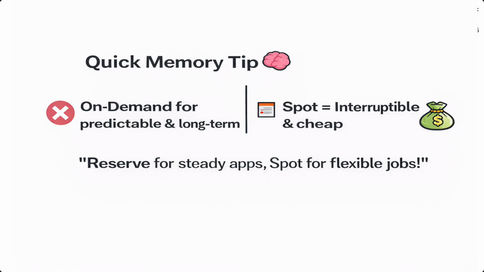Quick memory tip, think. Reserved equals predictable and long-term. Spot equals interruptible and cheap. Reserved for steady apps, spot for flexible jobs.